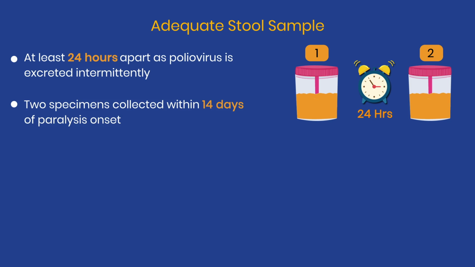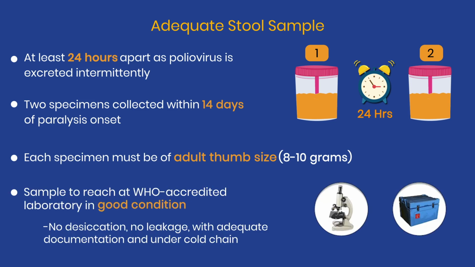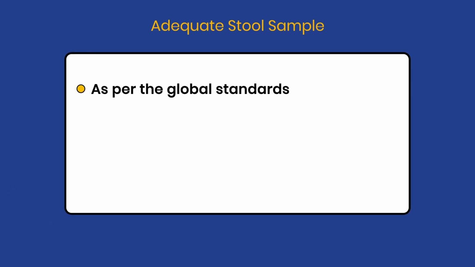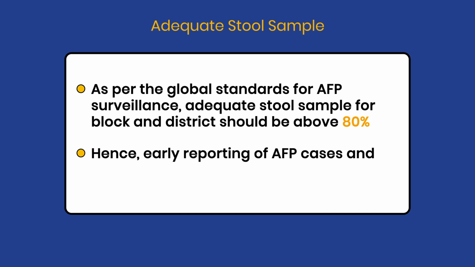Samples can be collected up to 60 days of paralysis onset. But remember, the chances of poliovirus isolation decreases beyond 14 days of onset of paralysis. Each sample should be of an adult thumb size and reach the lab in good condition. As per the global standards for AFP surveillance, adequate stool sample for block and district should be above 80%. Hence, early reporting of AFP cases and sample collection is important.